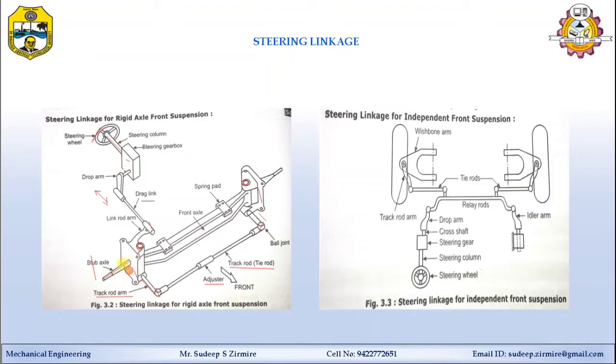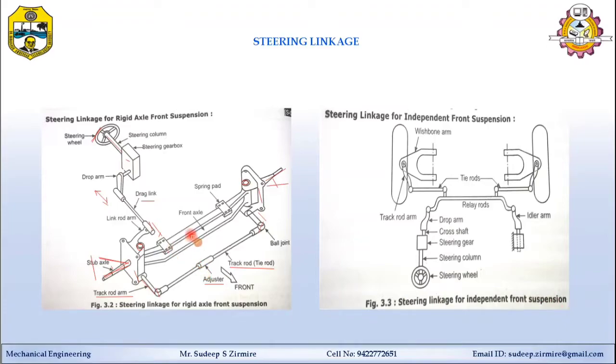For example, this is the stub axle. Once it rotates, if it pushes this rod at the front side, this position will change and it will go to this side. Same, it is connected through this track rod. So on this side also the stub axle position changes, and it rotates about this pivot, and it makes an angle with respect to the previous position, and it turns to the right side. So what is the difference between the rigid axle front suspension and the steering linkage for the independent front suspension?